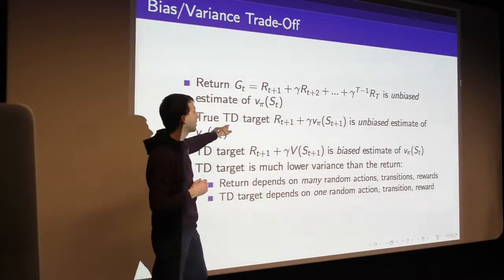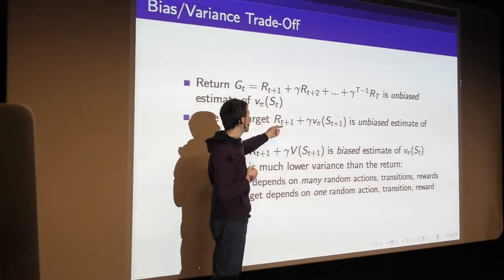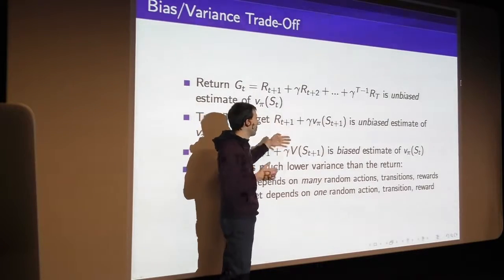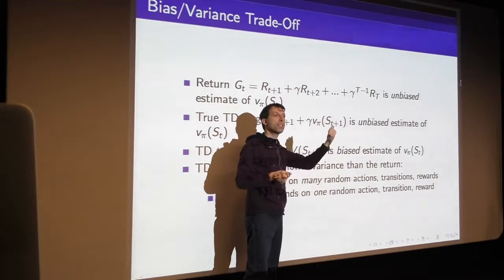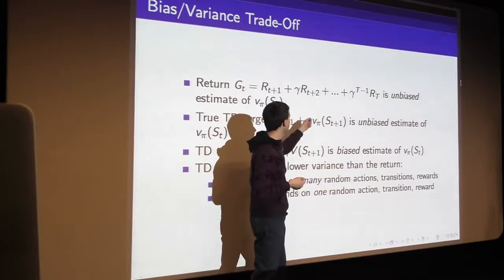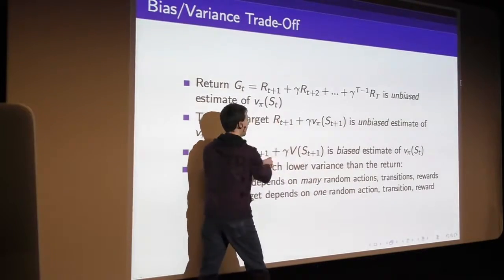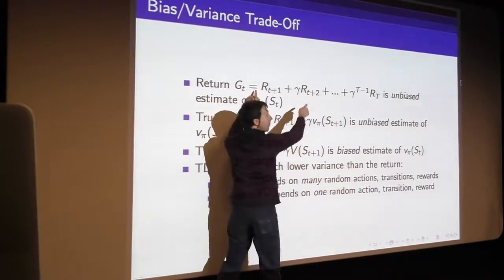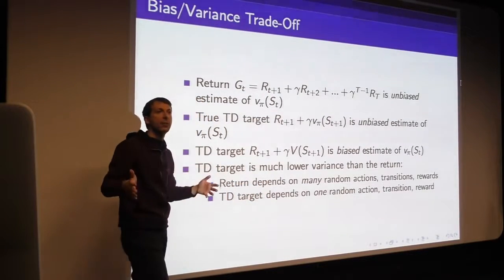Whereas the TD target, we only incur noise from one step. There's one step of noise in the reward we see. The environment gets to take one turn. We get one random transition, and then we invoke our value function at that next step. So this thing is much lower variance than this thing. We're only looking at the noise over the first step rather than over the entire trajectory.